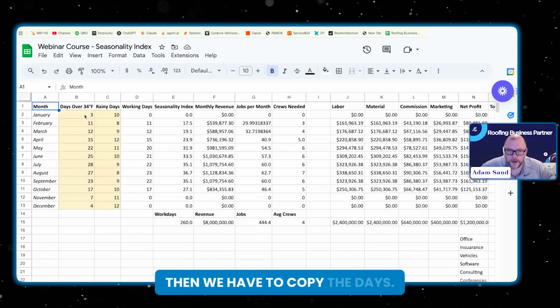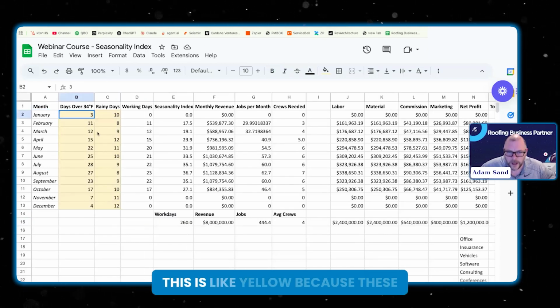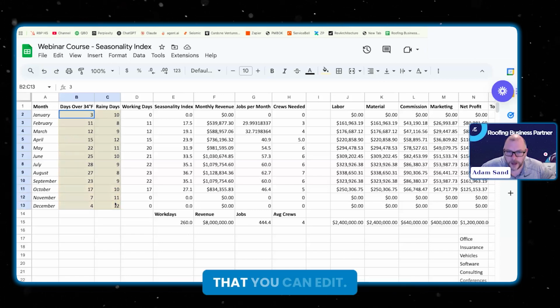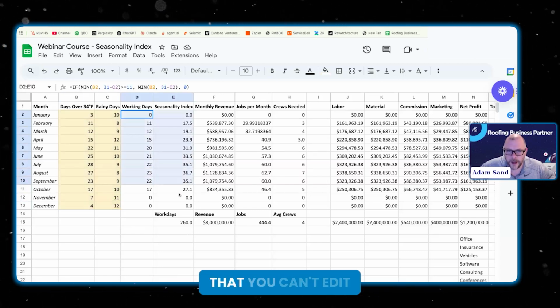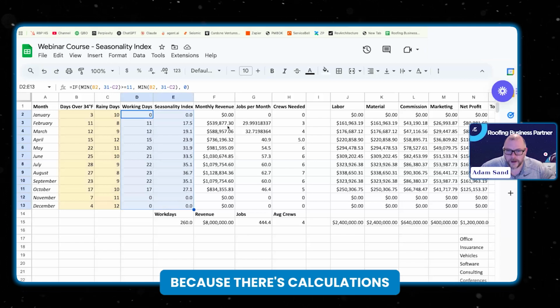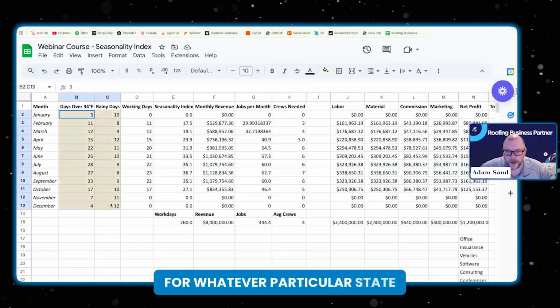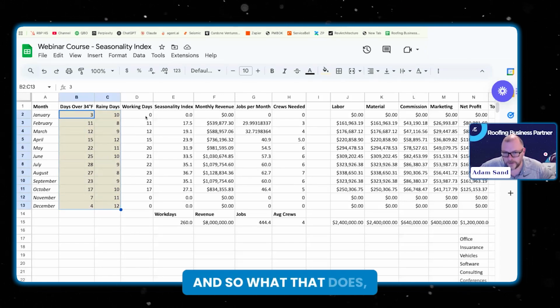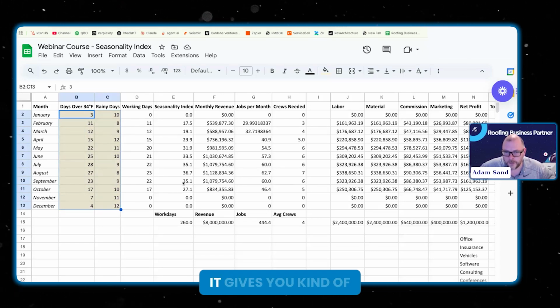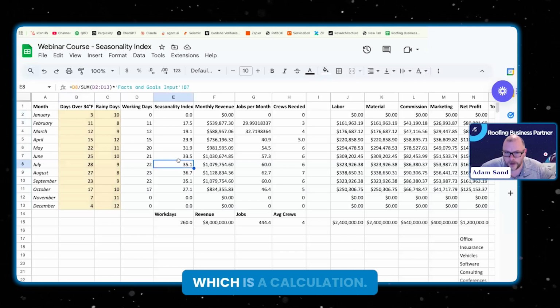Then we have to copy the days. So this is yellow because these are the properties that you can edit. These are the properties that you can't edit because there are calculations that happen in here. This was the number of days for whatever particular state I did the last time. And so what that does is give you a number of working days. It gives you kind of a seasonality index, which is a calculation.